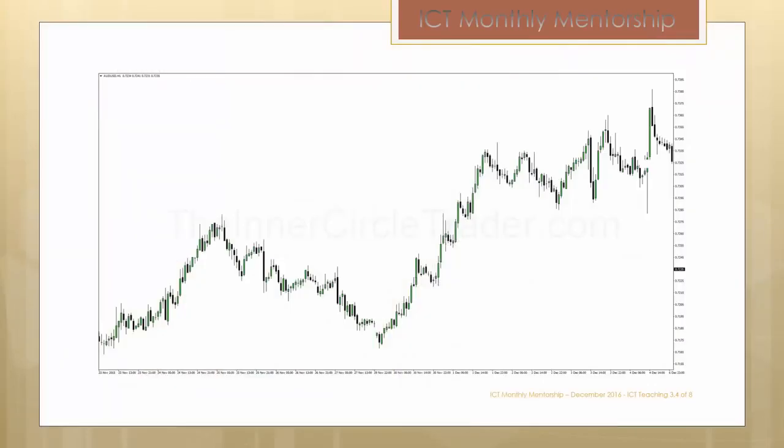So let's take a look at what it looks like in price action. Okay, we see the market dropping down from November 24th into November 29th.